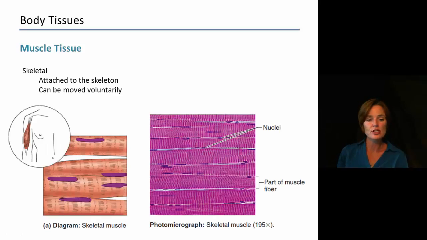If we look at those, the skeletal muscle tissue is going to be attached to the skeleton, and this is something that we are able to move voluntarily. So when we want to, we move it, and then it is going to produce movement of our body. If we're looking at the cells of the skeletal muscle tissue, you do see a lot of striations in it. And by striations, we're talking about the lines that you do see here.